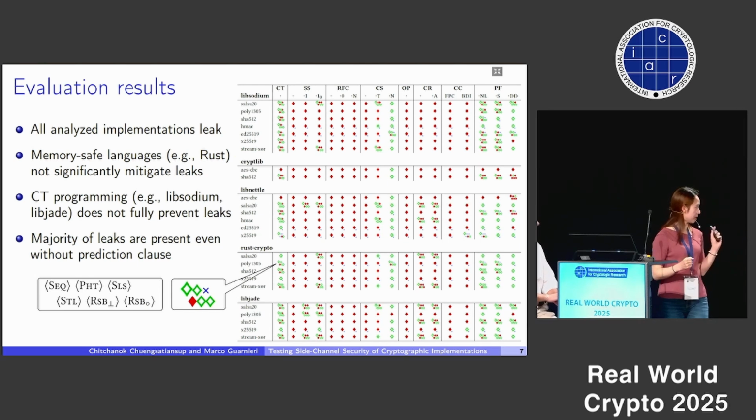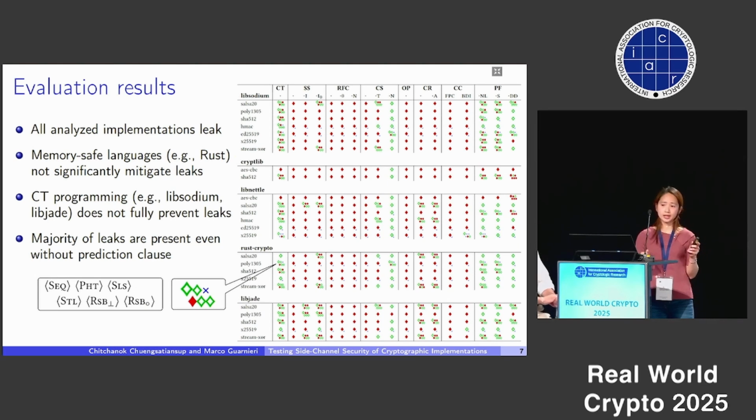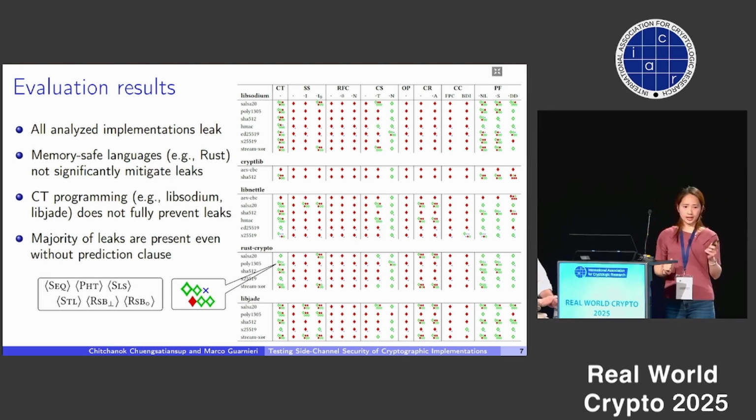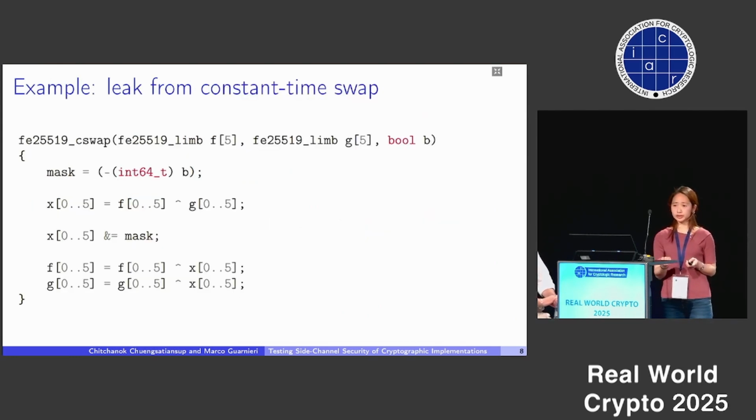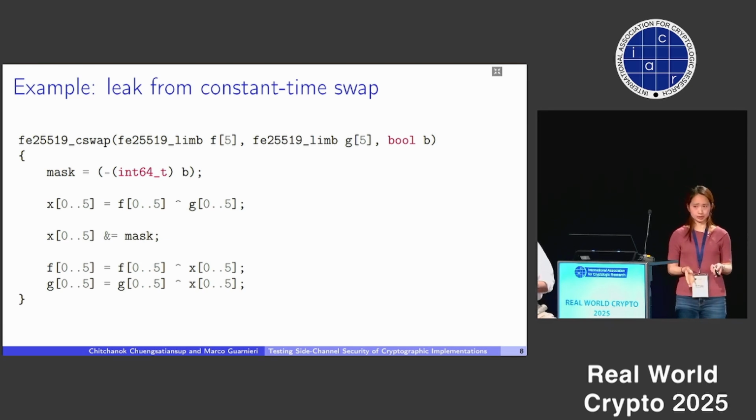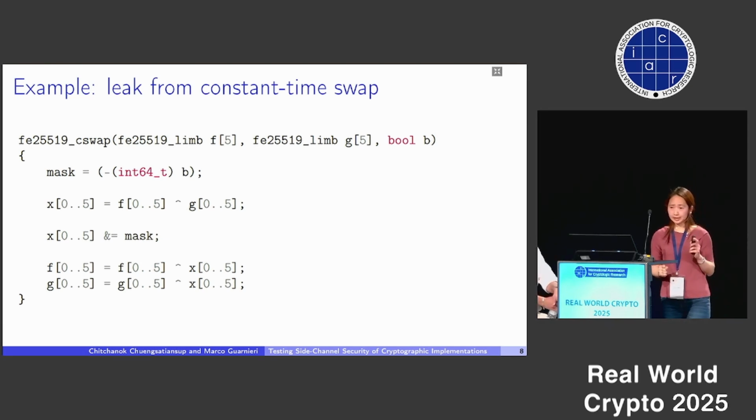So I zoom in a little bit. We consider six execution models, and there are six diamond shapes. If they all have the same result, we just group them into one. And before the end of this presentation, I would like to give one example, which is a leak from constant-time swap. This is from libsodium, which should be constant time.